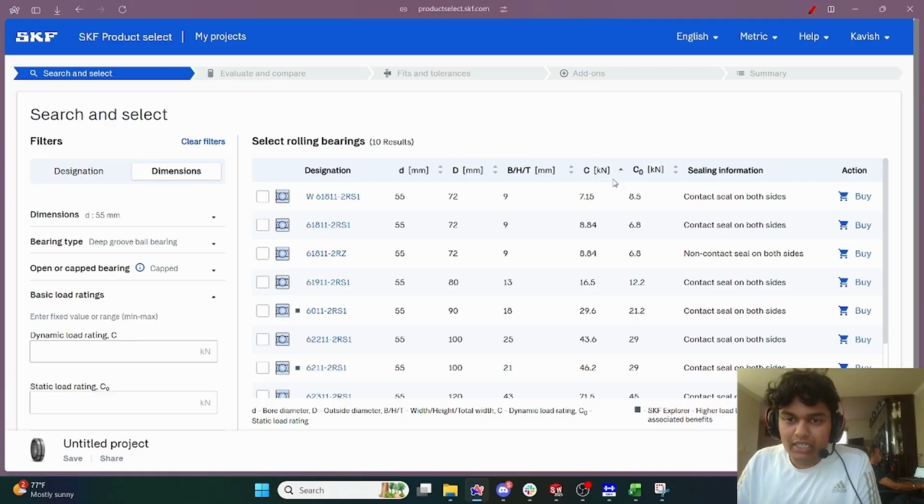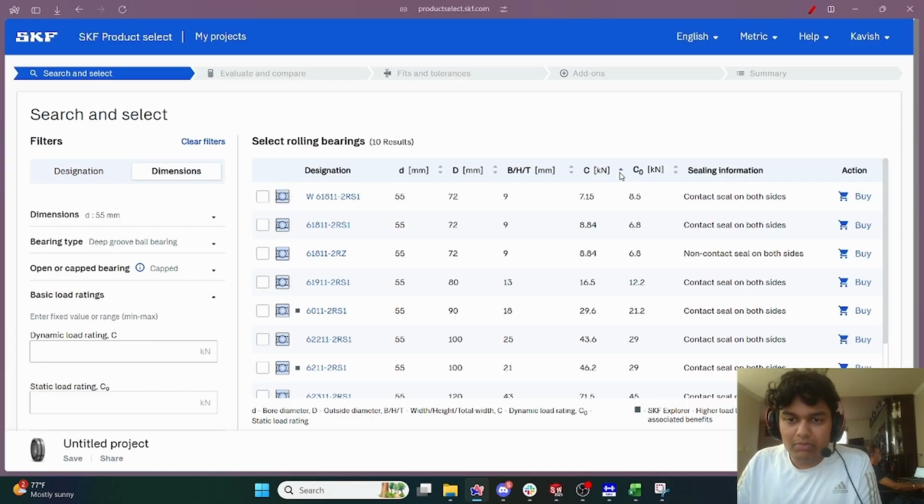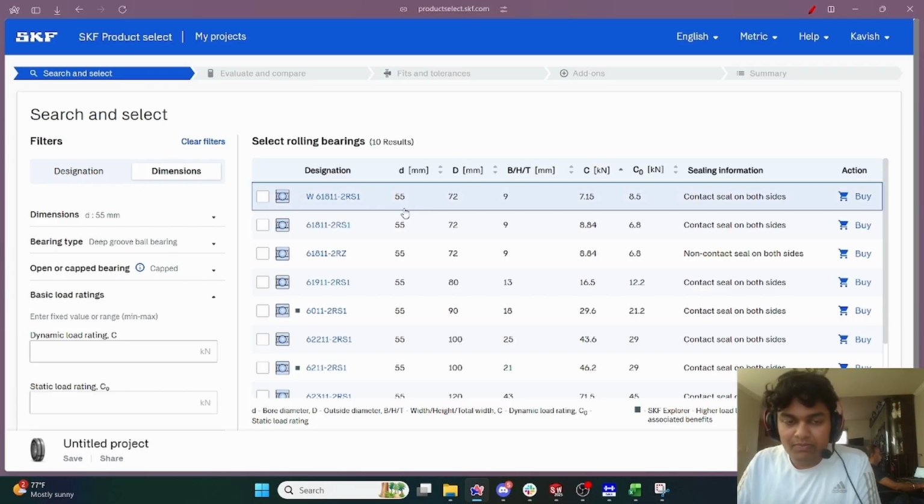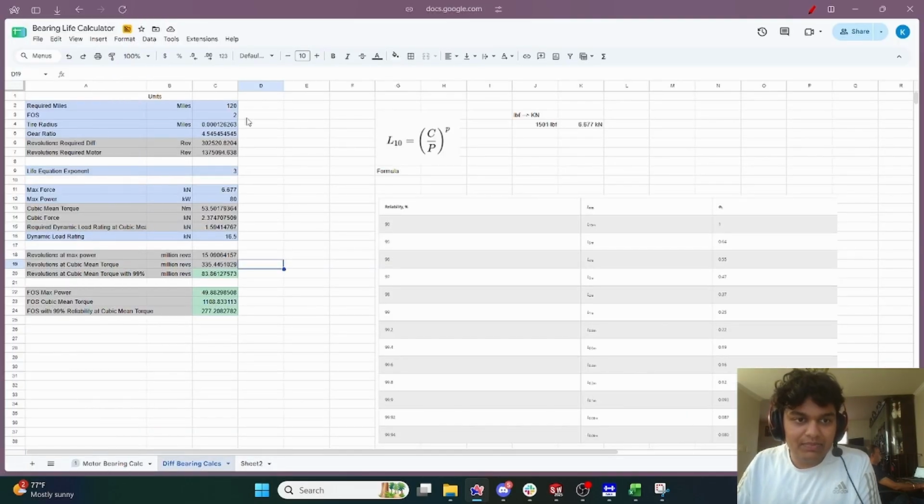And so how do we know what C rating we want? Do we want something that's 74.1 or do we want something that's 29.6? How do you know what type of C rating you want? We have a calculator for that. It's called the bearing life calculator. What it does is it uses the L10 formula. This is basically the life expectancy of bearings.